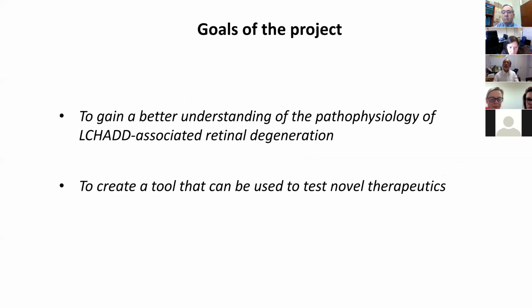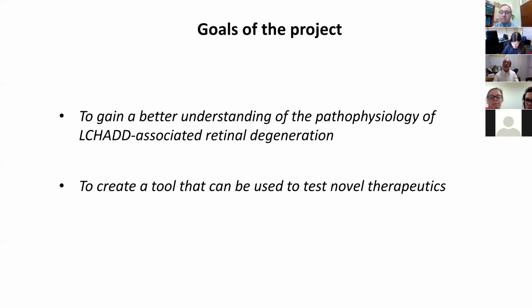Ideally, we'd like to recapitulate what occurs in vivo, and if this turns out to be successful, then the cell model could be used as a tool to test future therapeutics. And as Dr. Gillingham mentioned, we're particularly interested in maybe a possible gene therapy approach. And so for that, a human cell line would be extremely helpful.